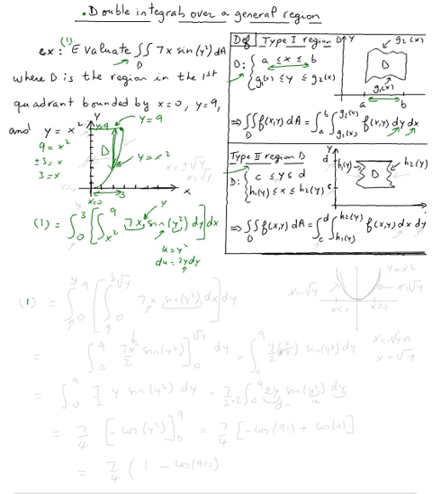Alright, so for type 2, what do we want? We want y to go from c to d. Remember, the outer integral's limits of integration always have to go from a number to a number. So of course it's c to d. In our case, y goes from 0 to y equals 9. So y goes from 0 to 9. And then x goes from a function to another function of y. If you notice, it always goes from the function on the left side to the function on the right side, the graph on the right side.